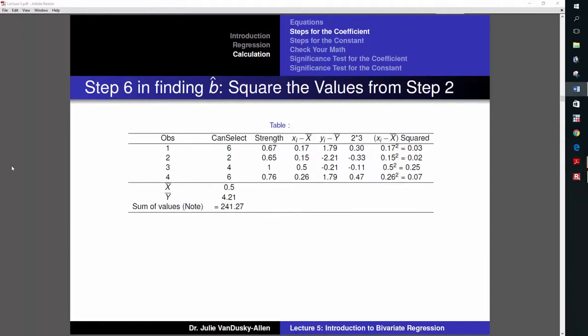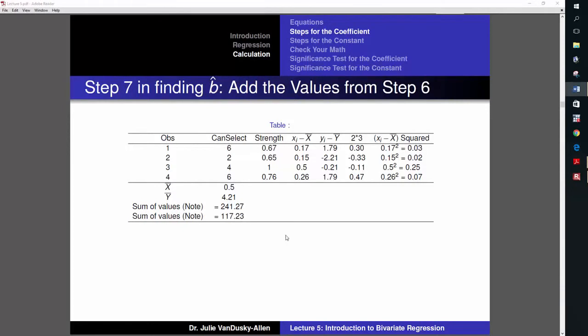The next step is squaring the values from step 2. Recall that in step 2 we subtracted the mean of x from each individual x observation. We simply square those values. So for observation 1, xi minus x bar was 0.17, so 0.17 squared is 0.03. And for observation 2, xi minus x bar was 0.15, so 0.15 squared is 0.02, and you would continue doing this for the rest of the observations.